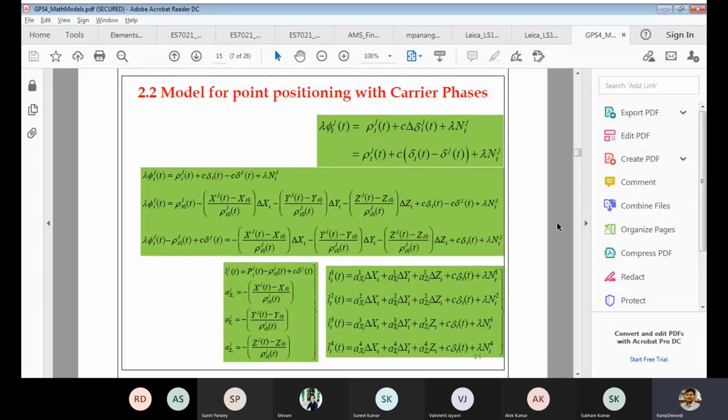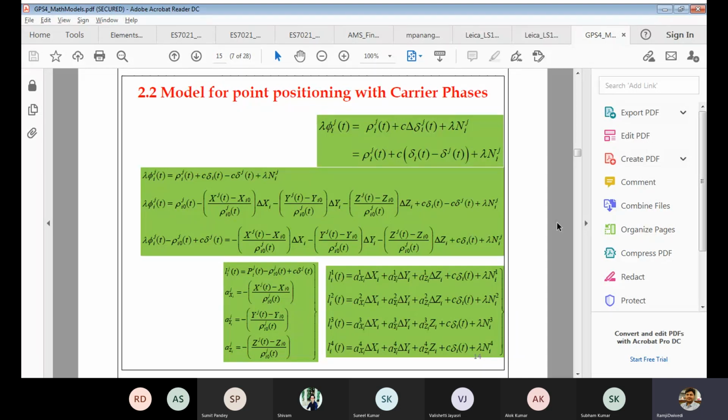So obviously the right hand side, rho ij, the geometric range, is in meters. Individually, lambda phi ij is the carrier phase observed in meters. Rho ij is the geometric range between i and j in meters. Then c delta ij is in meters, plus the ambiguity term, which is lambda n ij.